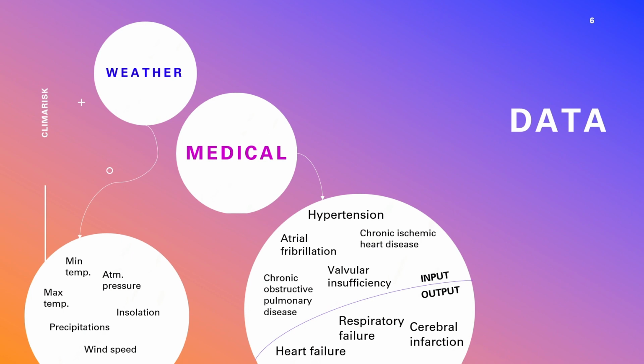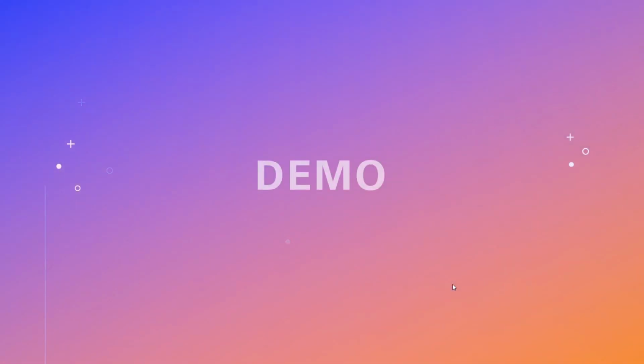Weather data taken into consideration is temperature variation, atmospheric pressure, and a few more, while on the medical side, we target groups of people who have one of the 5 cardiovascular and pulmonary diseases presented here, and we analyze the correlation between these comorbidities and the 3 most common causes of being admitted to the hospital in Romania, those being heart failure, respiratory failure, and cerebral infarction. In what follows, my teammate Sam will give a small demonstration of our models in action.